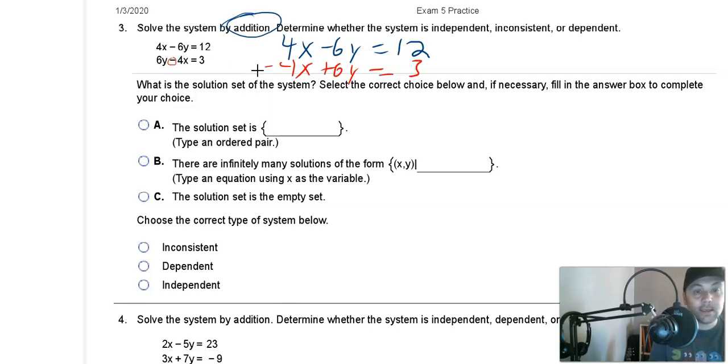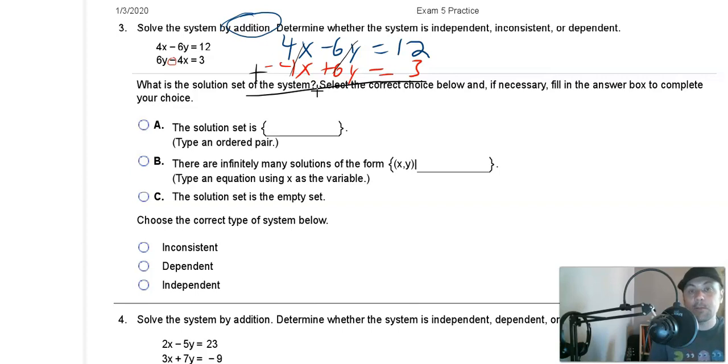And when I add these together, because I guess I kind of skipped a step, what you want to do is make sure a variable is going to get canceled out, but I can see right away that's going to happen. So I go ahead and add these 2 equations together, and not that I intended for this to happen, but what happens is both variables cancel out. The x's cancel out and the y's cancel out.